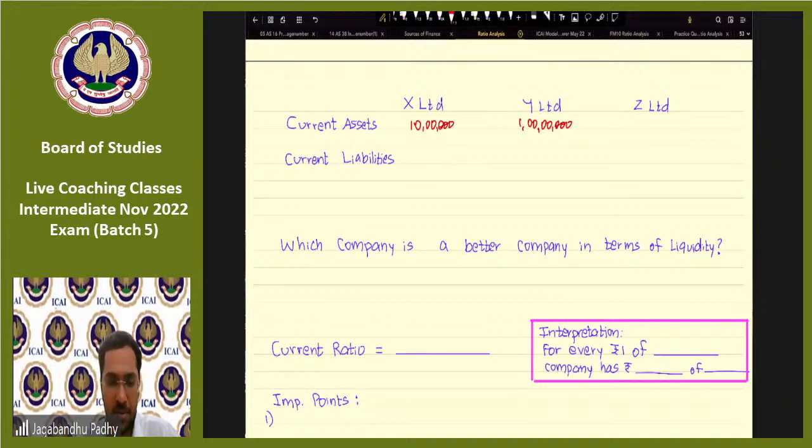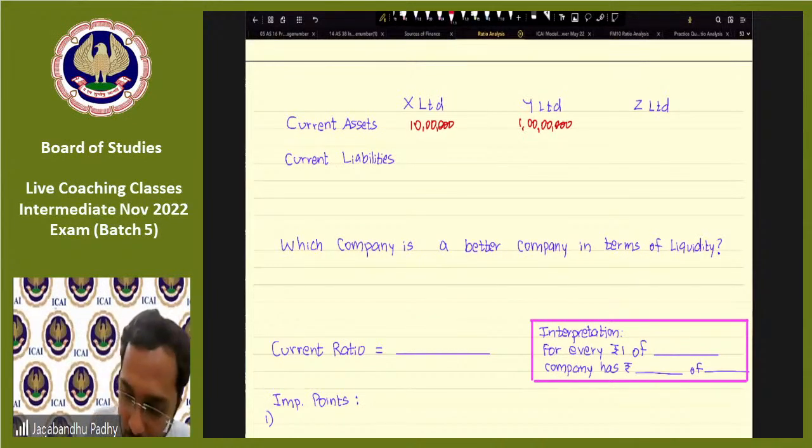Are these current assets going to indicate whether any of these companies is more capable of honoring it? Can you tell me which company is more capable? No, dear students, no. You cannot say that Y Limited is more capable because we need to also look at how much is my current liability. So I need to look at what is the position of my current liability also, right?